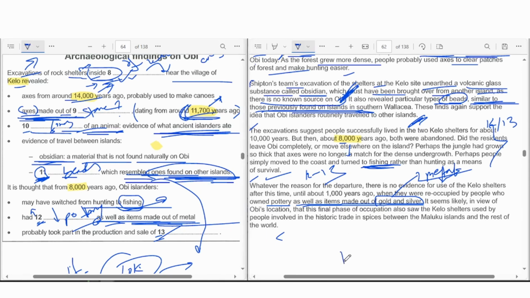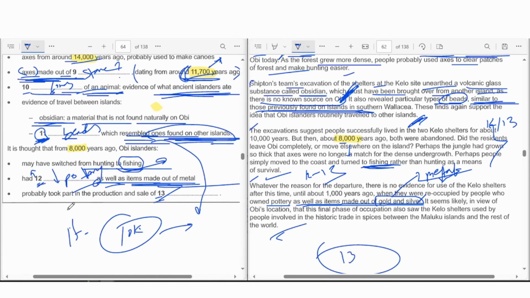So now you know your number 13 answer. If you just read one or two sentences, you're going to find it. So let's read what they want you to find out. Probably took part in the production and sale of dash. They're looking for something that they are producing, and they are also selling. They're looking for a product here, right? Be very clear what you are looking for.